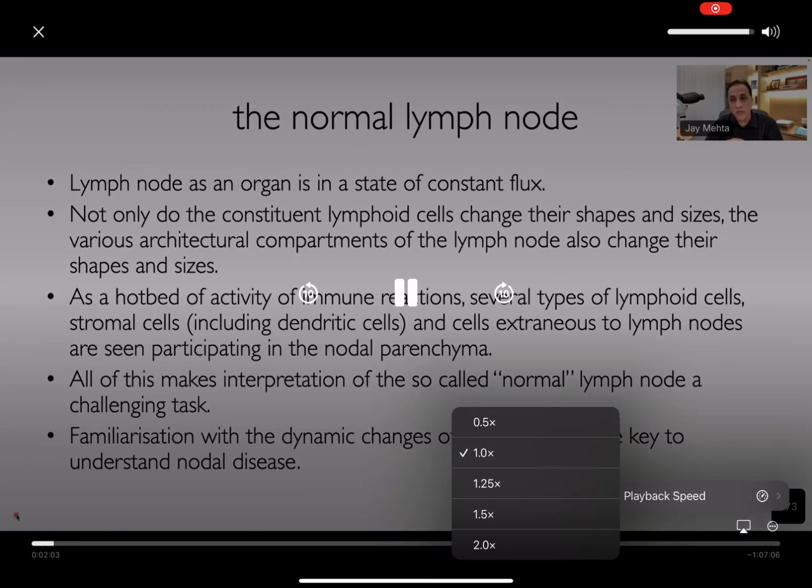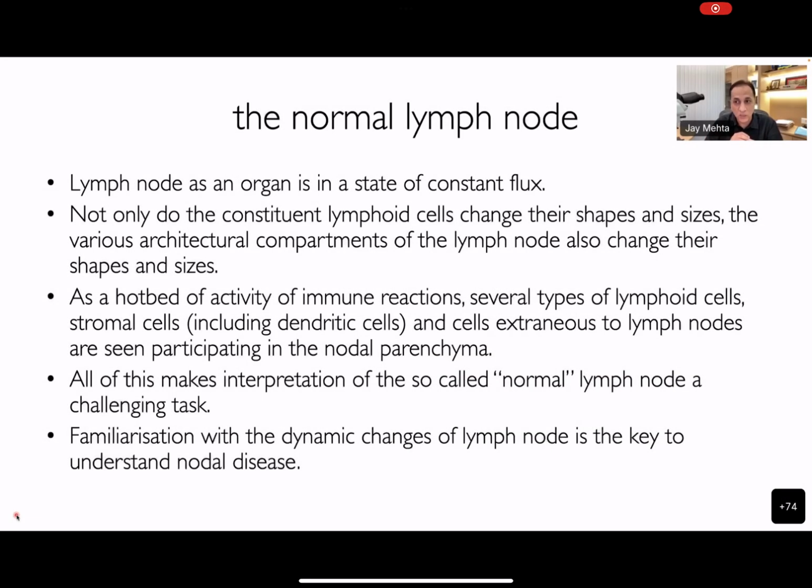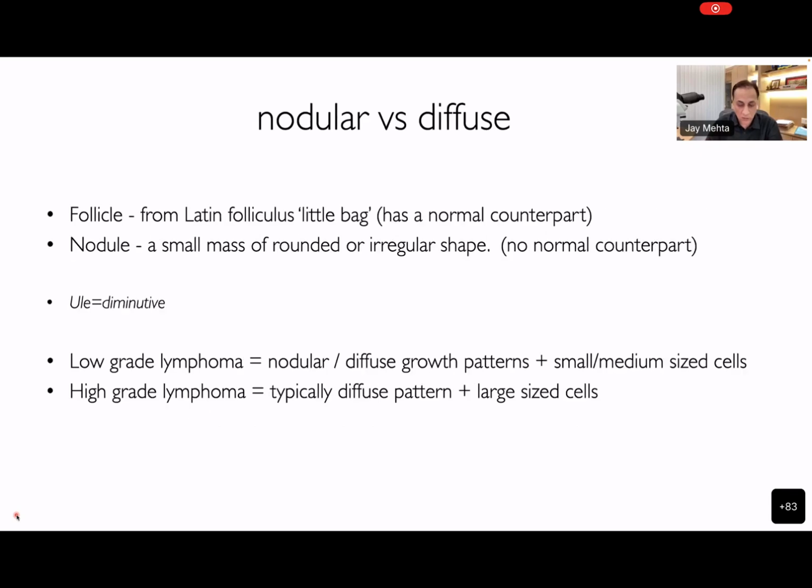But not only the lymph node changes its shape and size, the constituent lymphoid cells also change their shapes and sizes. The various architectural compartments of the lymph node also change their shapes and sizes. Now, as a hotbed of activity of immune reactions, several types of lymphoid cells, stromal cells, including dendritic cells, and cells which are extraneous to the lymph node, which means they do not normally belong to the lymph nodes, are also seen participating in the immune reactions. All of this really makes interpretation of the so-called normal lymph node a challenging task. Your familiarization with the dynamic changes that the lymph node undergoes is the key to understand nodal disease.